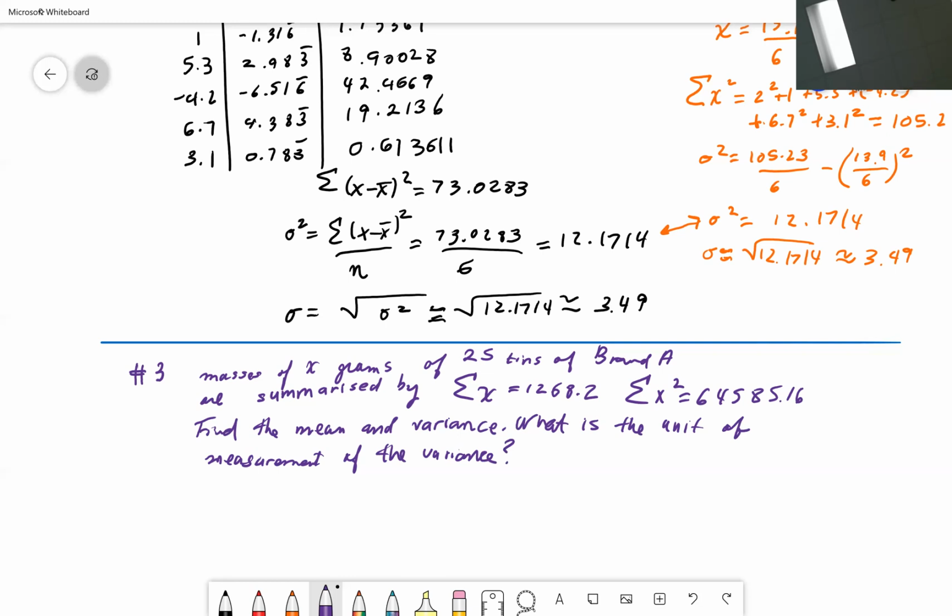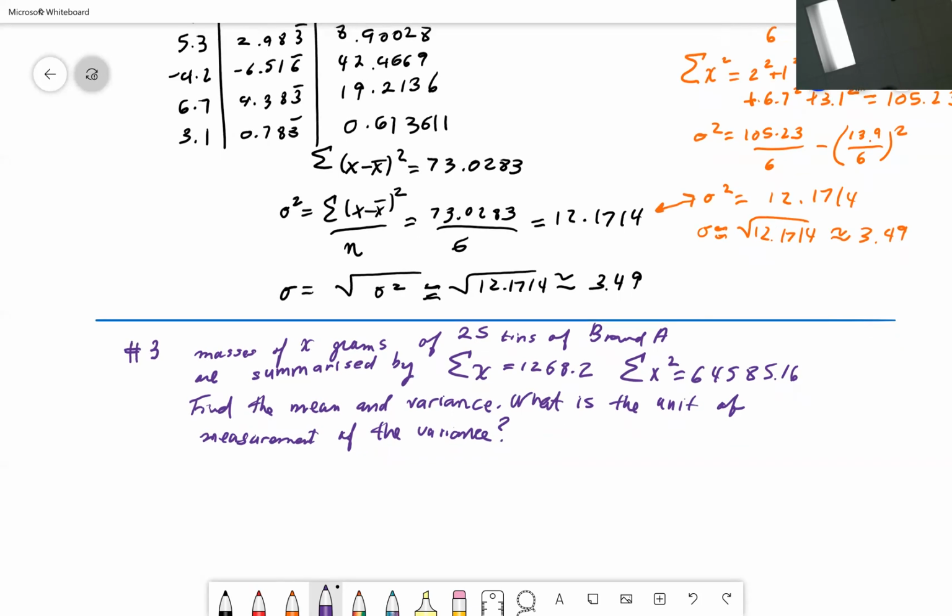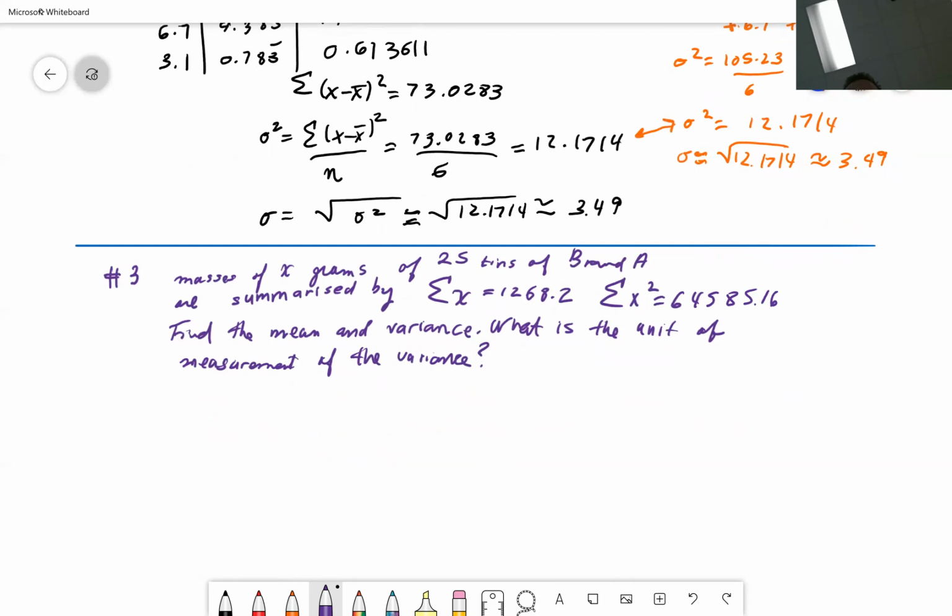All right, number 3 says the mass of X grams of 25 tins of brand A anchovies are summarized by the sum of X equals 1,268.2 and the sum of X squared equals 64,585.16. Then it says first find the mean. Then it says what is the unit measurement of the variance?